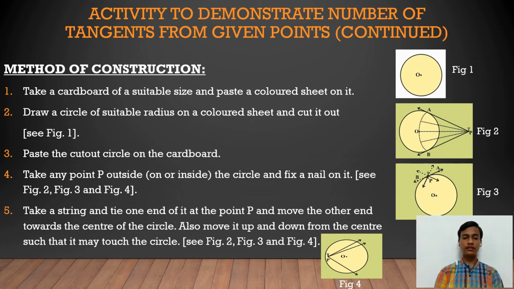In the first instance, we'll take a point P outside the circle and fix a nail on it. Then we'll take a string, tie one end of it to the point P and move the other end towards the center of the circle. Later, we'll move that string up and down. Then, the second time, we'll take a point P on the circle and fix a nail on it again. Again, we'll tie the string to point P and move it up and down. And in the third case, we'll take the point P inside the circle and fix a nail on it, and we'll repeat the same thing as we did in the previous 2 cases.